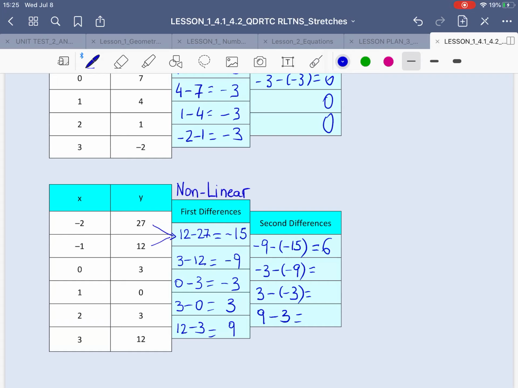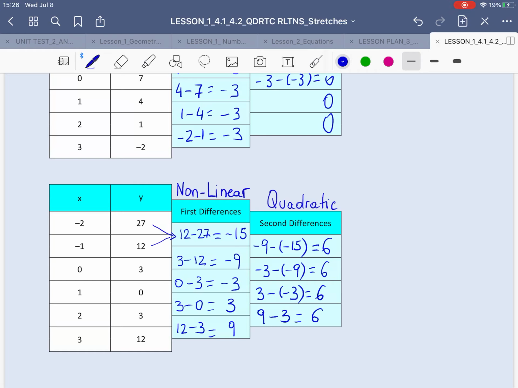Negative 9 minus negative 15, that's 6. Negative 3 minus negative 9, that's negative 3 plus 9, 6 again. 3 minus negative 3, 6. 9 minus 3, 6. So we ended up with the same second differences. When this happens, then we're going to say this relation has some quality that needs description. And the description that we give to this relation is a quadratic relation.